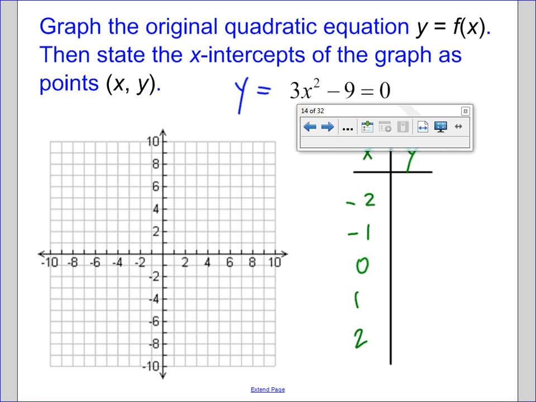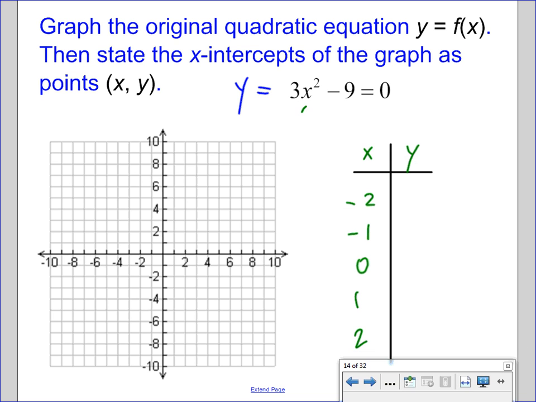Everybody, let's plug in our variable value x equals -2 and work from the inside out. If I plug in -2 for x, let's square it first. -2 squared is 4. 4 times the 3 in front is 12. 12 minus 9 is 3. Are you guys getting 3? Awesome. Let's keep going.